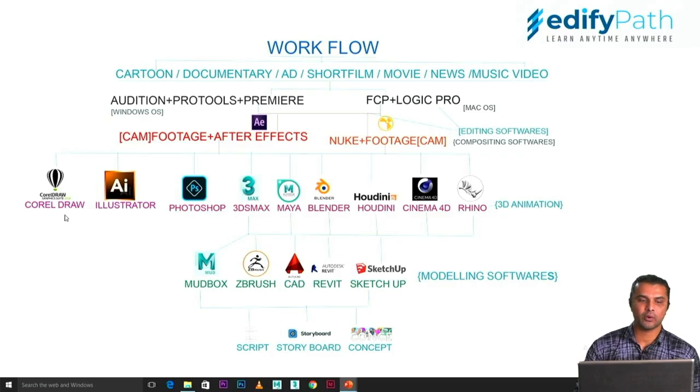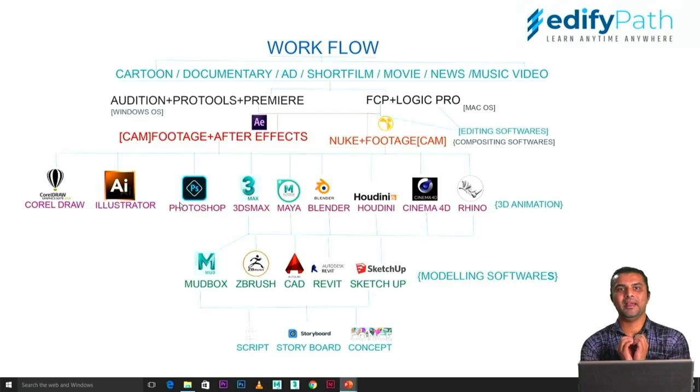Here if you see, you have CorelDRAW, Illustrator and Photoshop. Photoshop is an image based software. From Photoshop, we give output to other softwares like After Effects and Premiere. We send it to editing. So from Photoshop, the output is sent to After Effects or Premiere.